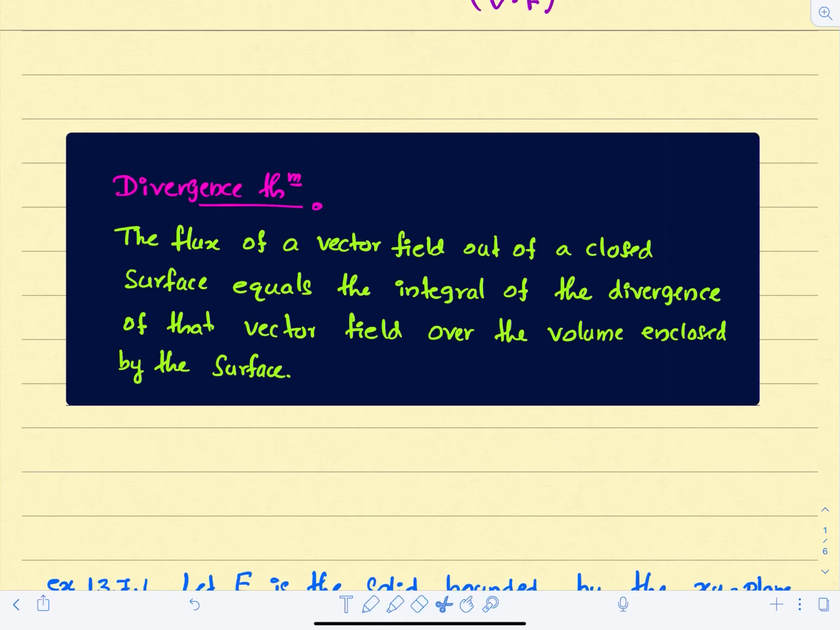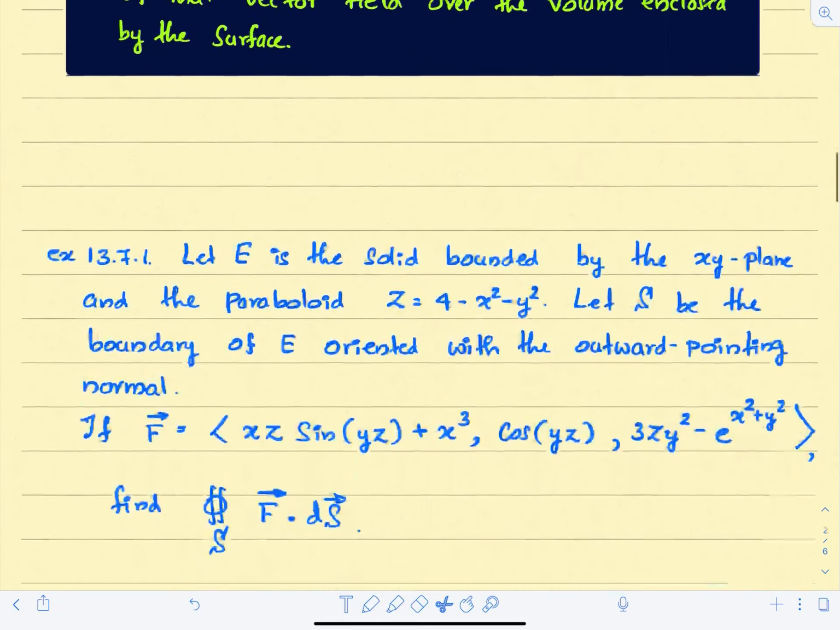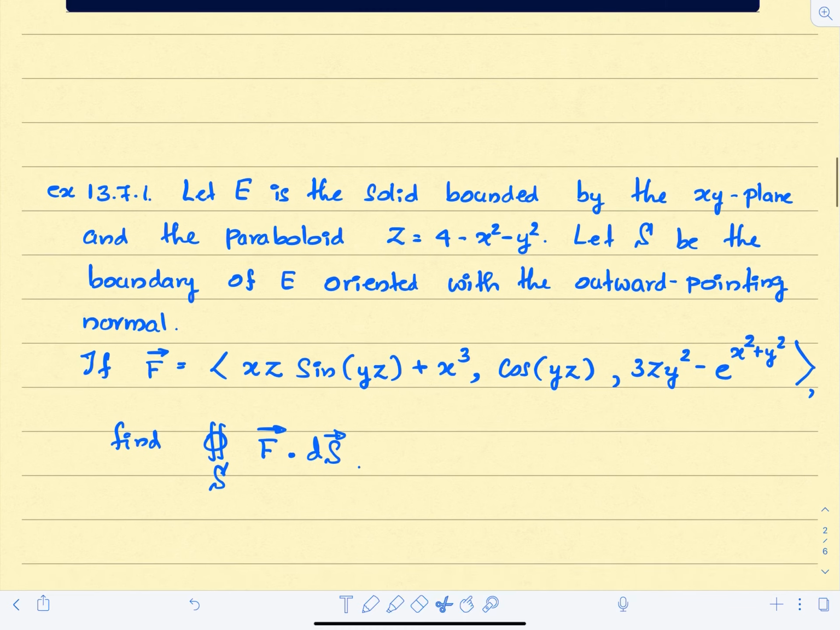Okay, now in the previous video we defined the divergence theorem. So basically it states that the flux of a vector field out of a closed surface equals the integral of the divergence of that vector field over the enclosed volume by the surface. Let's consider the first example from the divergence theorem.